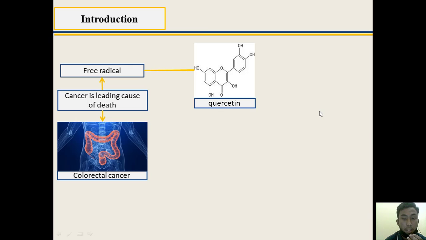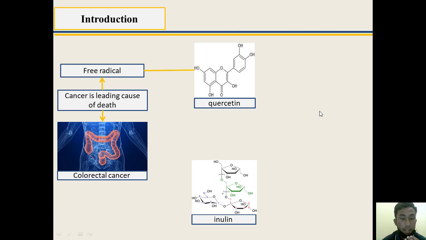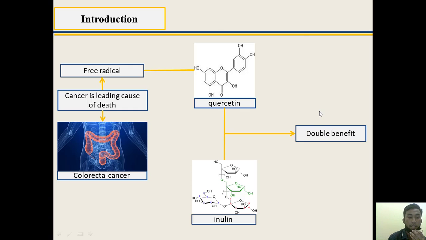Therefore, we need a compound that is able to deliver quercetin to the large intestine. Drug delivery is a compound capable of delivering a therapeutic compound to the target location without reaching the non-target location. Inulin is a polymer that cannot be degraded by the human digestive system and will be degraded by probiotics in the large intestine. Therefore, inulin can deliver quercetin into the large intestine. The combination of quercetin and inulin will provide a double benefit to us.